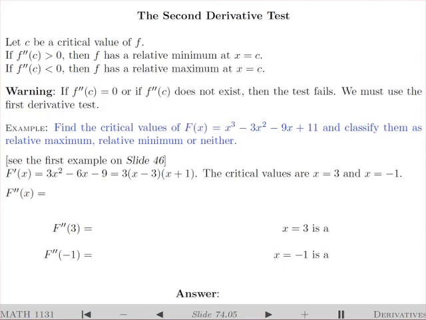Note that f prime is always defined, so we don't have to worry about critical values where f prime doesn't exist. The second derivative can also be done by using the power rule. It's 6x minus 6. f double prime at 3 is 12, that's positive. So 3 is a relative minimum. At negative 1, f double prime is negative 12. Since f double prime is negative at negative 1, that's a relative maximum.